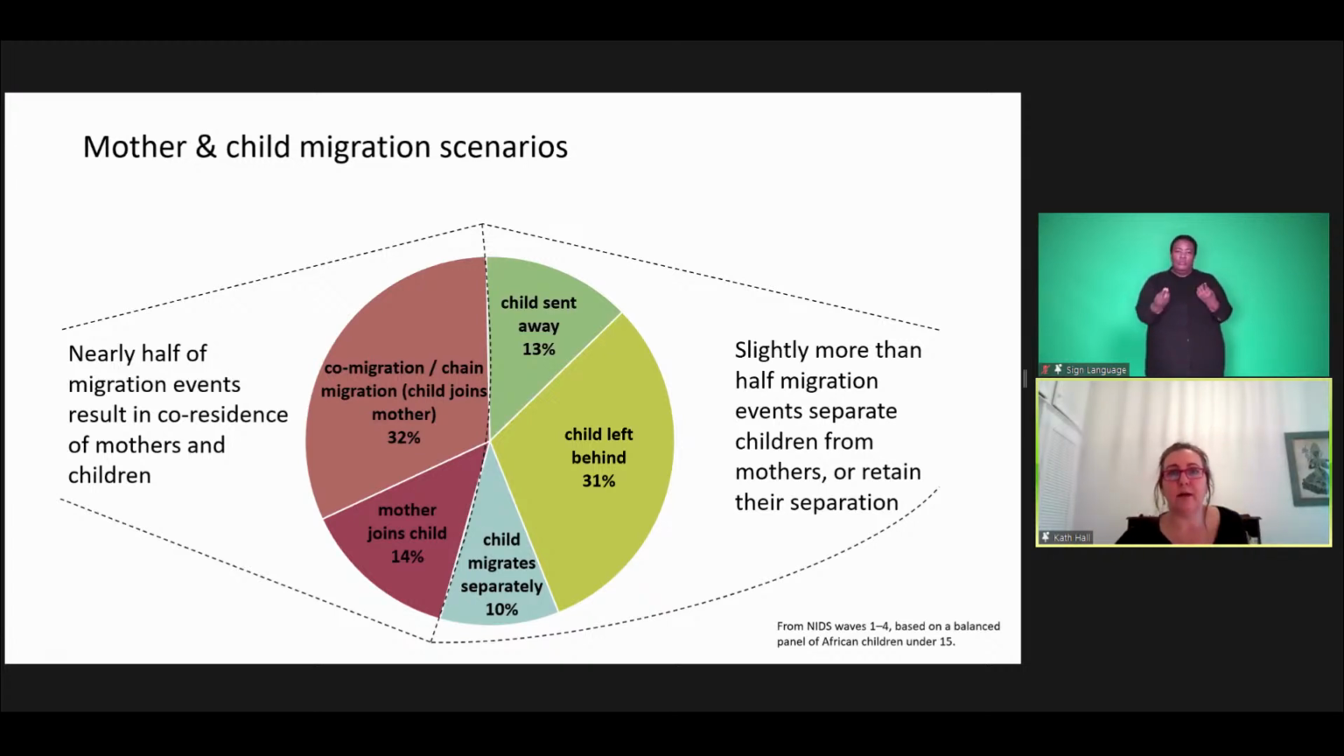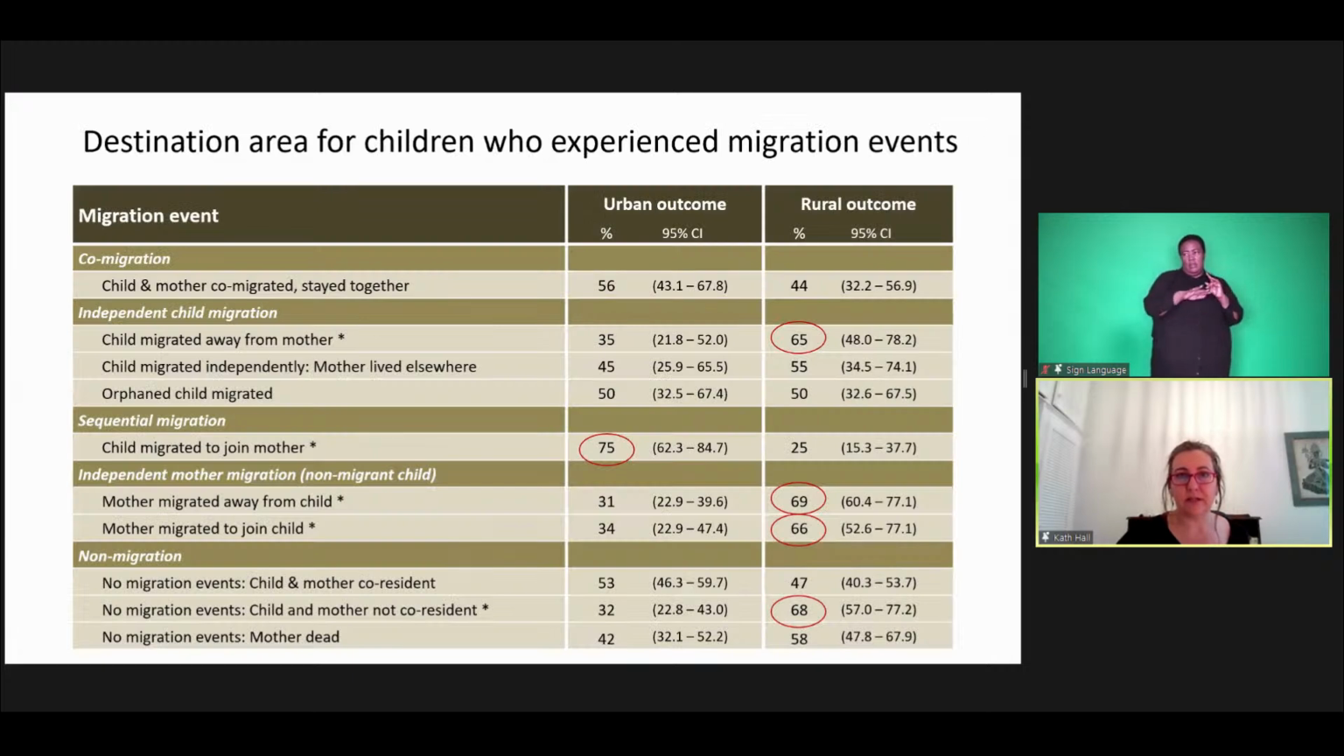Also, interestingly, when children and mothers were separated by migration events, the child was most likely to end up living in a rural area, whereas co-migration that resulted in co-residence ended up with children more likely to live in urban areas. And there's a table of that, which I'll skip through.